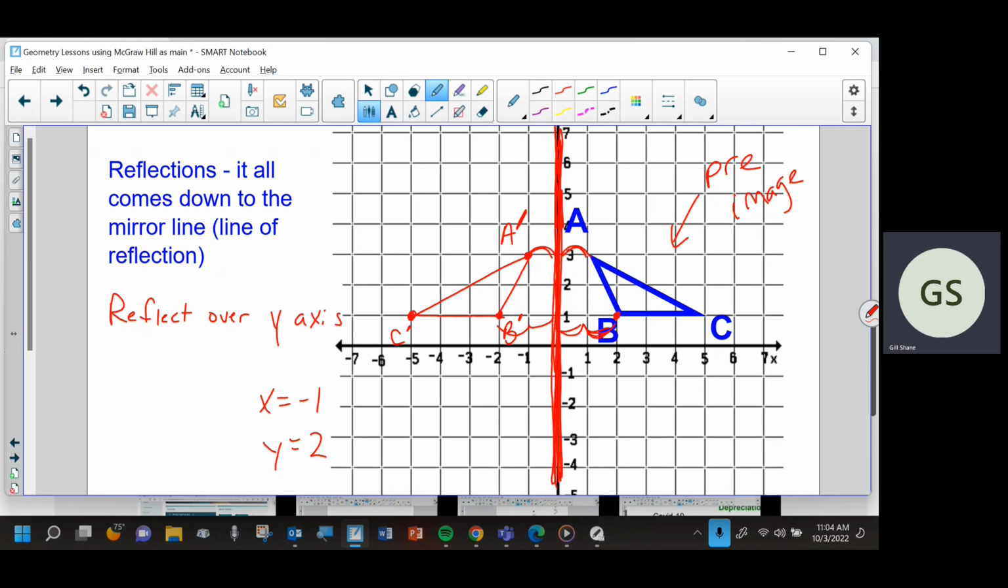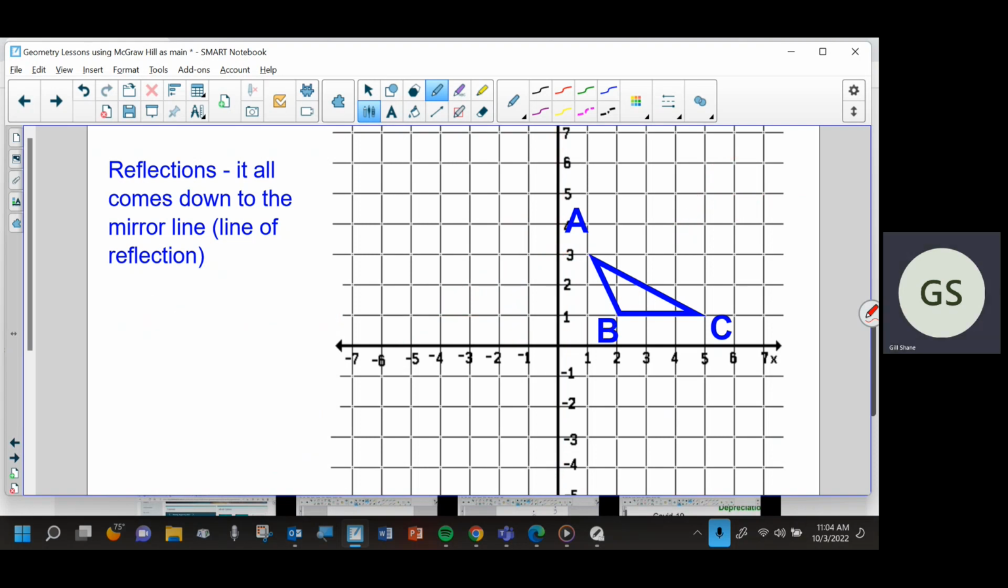If the line of reflection would have been the x-axis, if I said reflect it over the x-axis, then we would have made the line of reflection the x-axis. Could have drawn that in really, really dark.